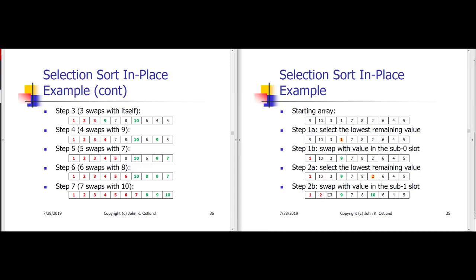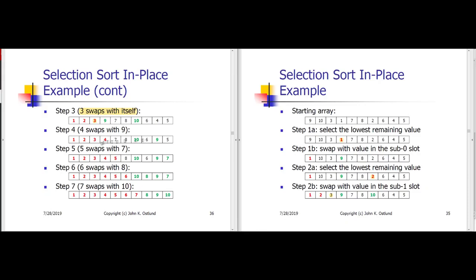Now notice, following step 2b, 3 is in the third slot. It's also the lowest remaining volume. So in effect, we just swap a 3 with itself, and now we have all the volumes correctly sorted up to the third position, 1, 2, 3.